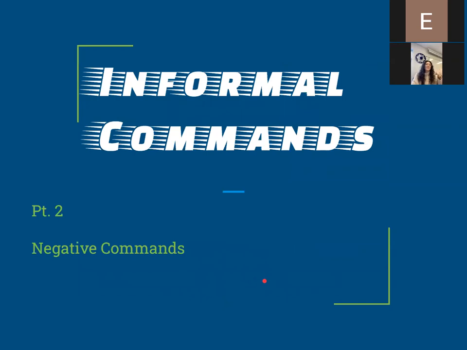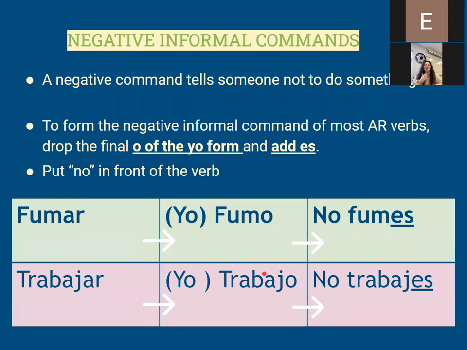And now we are going to review the formation of negative commands. So a negative command is telling someone not to do something. To form the negative informal command of most AR verbs, you drop the final O of the yo form and add ES to the end. Then you're going to put no in front of the verb. Two examples of AR verbs are fumar and trabajar. Fumar is to smoke and trabajar is to work.